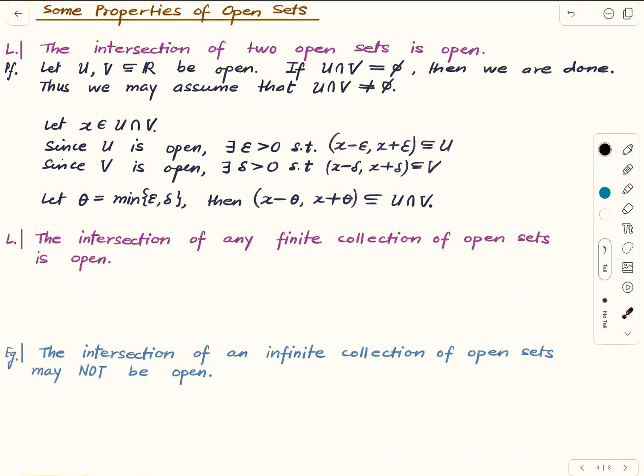Now this finishes the proof, because we just wanted to exhibit a positive theta. Note that theta is actually positive because both epsilon and delta are positive, and the minimum of two positive numbers will only be positive. So we have exhibited a room around the point x which is contained in the intersection. That finishes the proof. But what is going on?